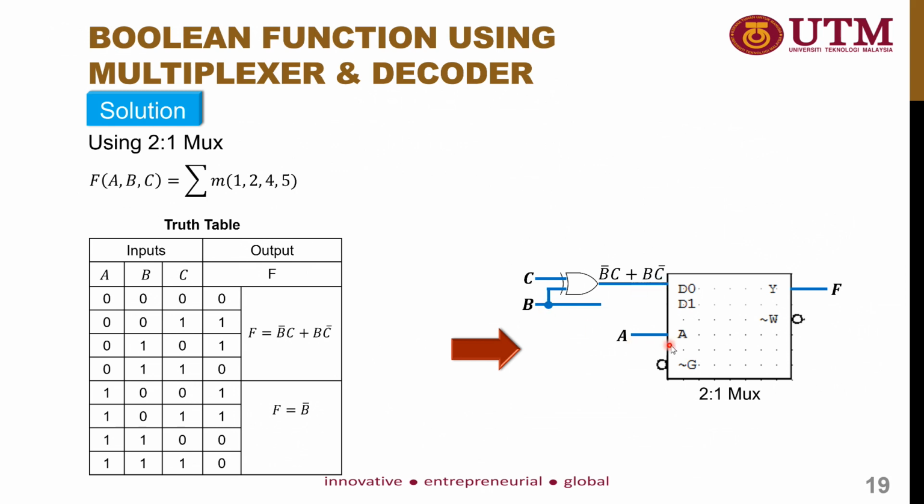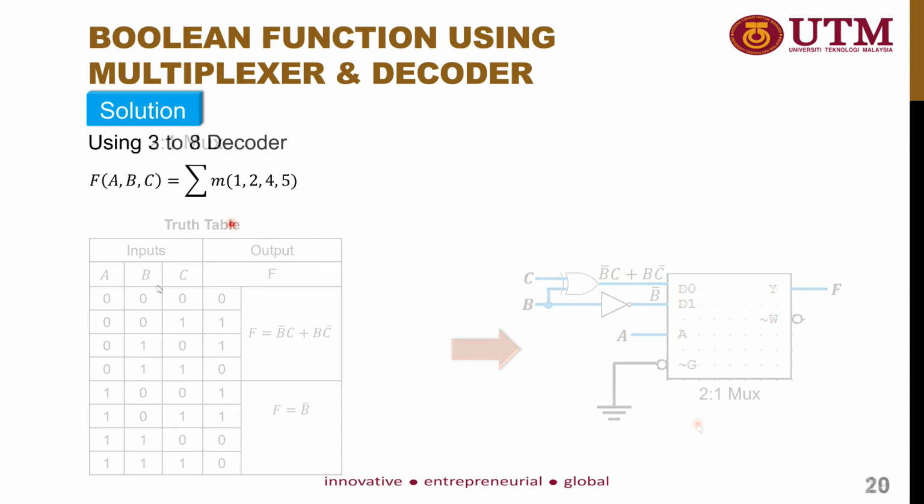And then you see here, when A is equal to 1, Y will be choosing D1 as the output. So when A is equal to 1, the output F will become B bar. So in order for us to convert B into B bar, you can simply connect B to the NOT gate for it to become B bar, and then connect it to D1. And finally, don't forget to connect your active low enable input to the ground so that your multiplexer will operate.